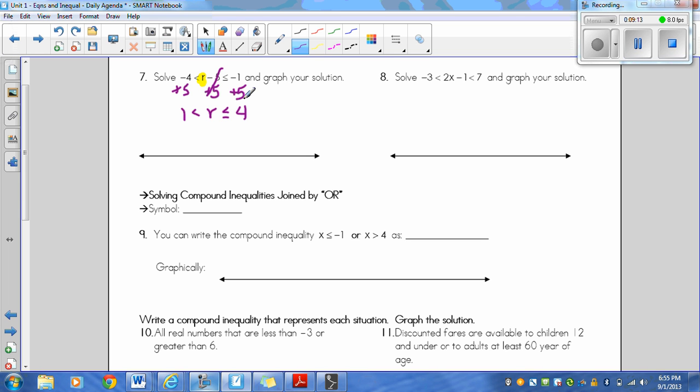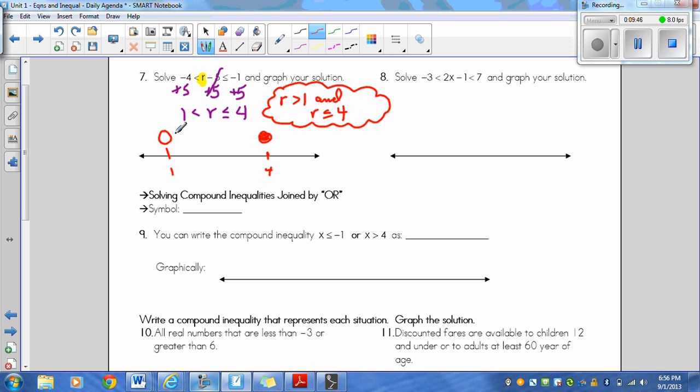So if you don't like the way that looks, that's fine. You could separate it. What this really means is, I'll write it in like a bubble, just an alternative way to think about it. It really means r is greater than 1 and r is less than or equal to 4. You can split them apart. That's totally fine. So I'm dealing with 1, 4. 1 is not included, 4 is, and they are connected.